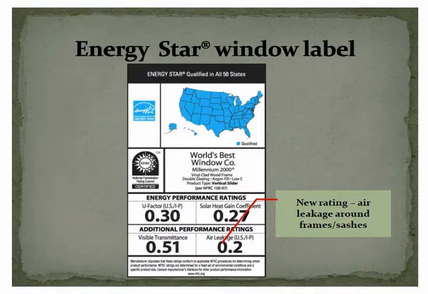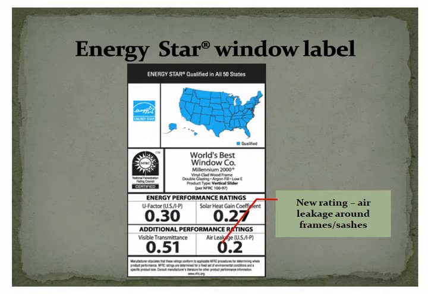Another thing to look for is the Energy Star label. All windows today have got an Energy Star rating on them. There's a brand new rating, which is the air leakage. That's only come about within the year 2012. Not all windows yet comply and have that particular rating on them, but soon it will be standard.